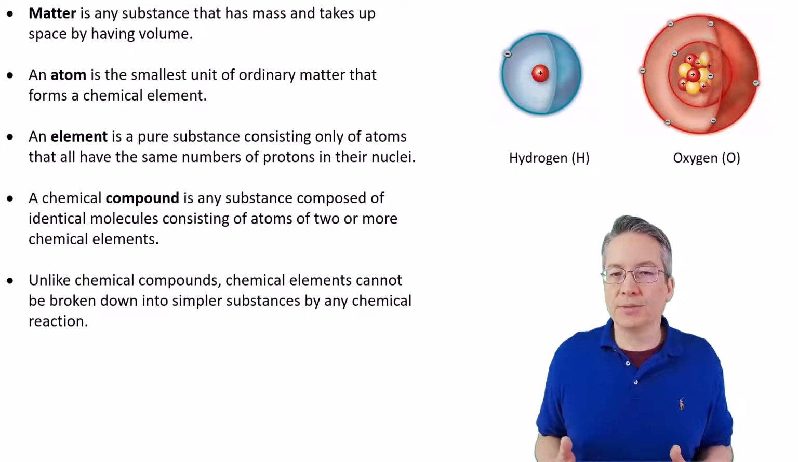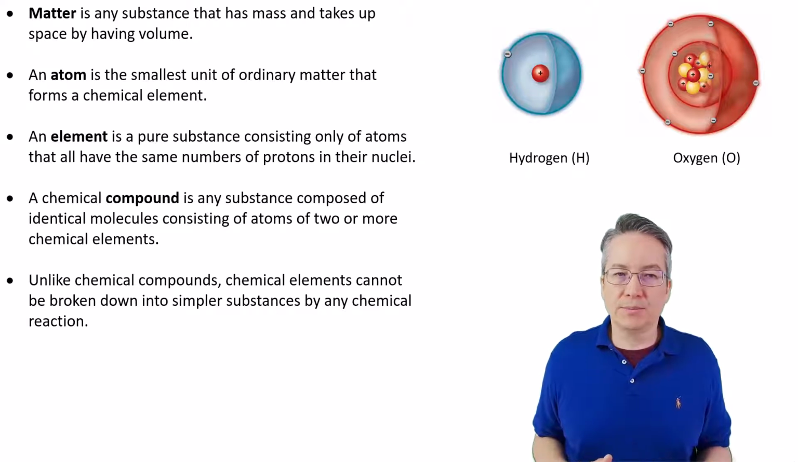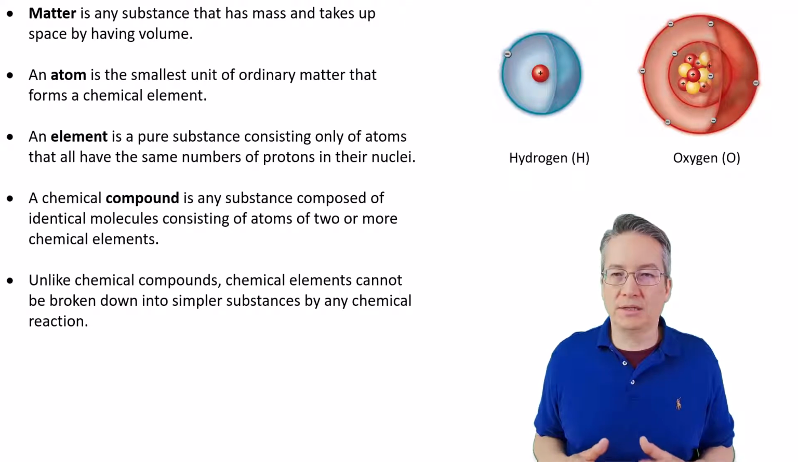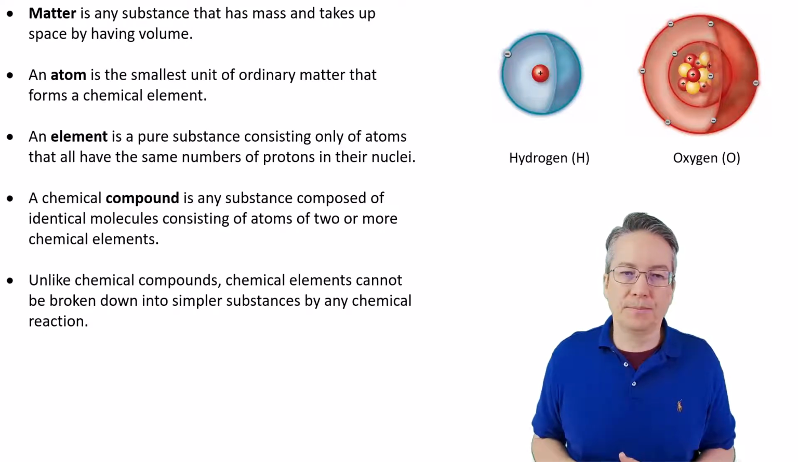We have two examples here in this slide. We have hydrogen, which is a very simple atom. It has a single, what's called a proton in its nucleus. And we have oxygen, which is a bit more complicated. It has both protons and neutrons in its nucleus. And in both hydrogen and oxygen, we have electrons orbiting the respective nuclei of these two atoms.